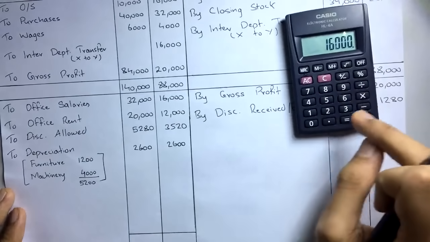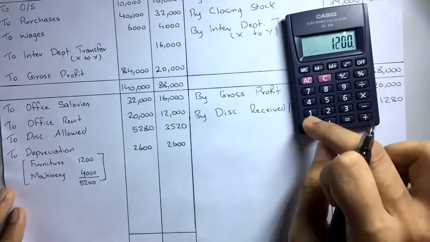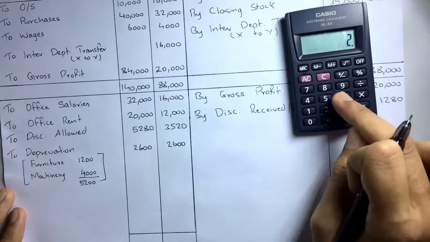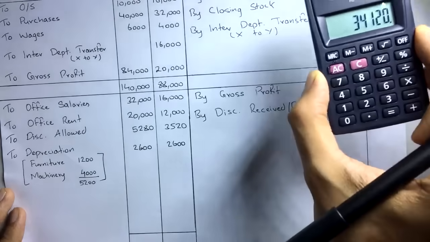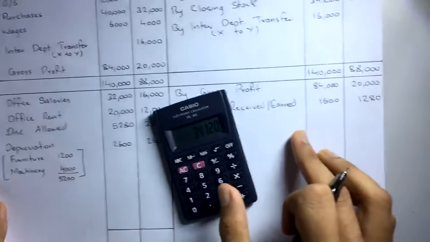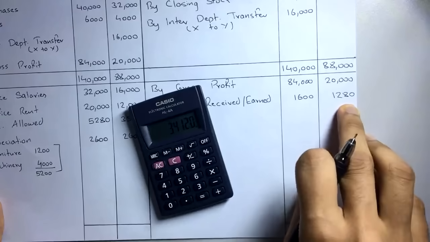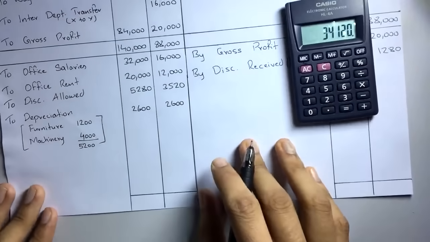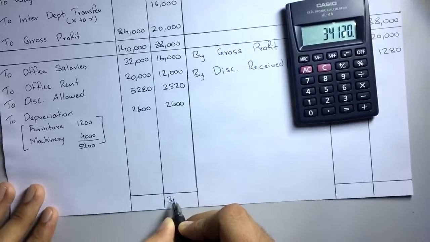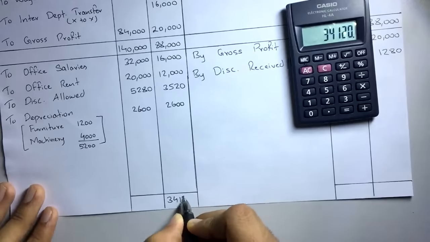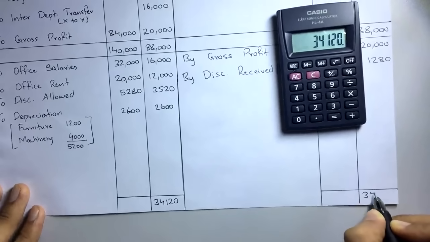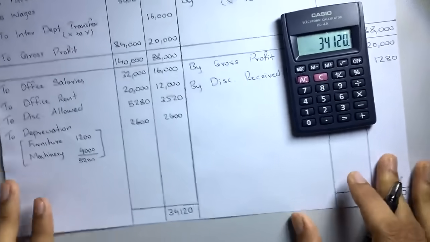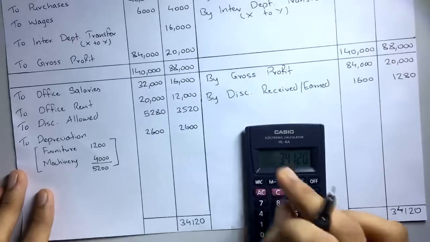16,000 plus 12,000 plus 3,520 plus 2,600. Now the debit side is 34,120. But if you see over here, it's only 20,180. So the debit side is of course bigger, so you will write that total amount, 34,120, on both sides, and here also 34,120. Simple.